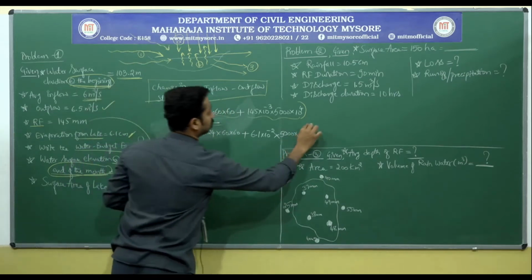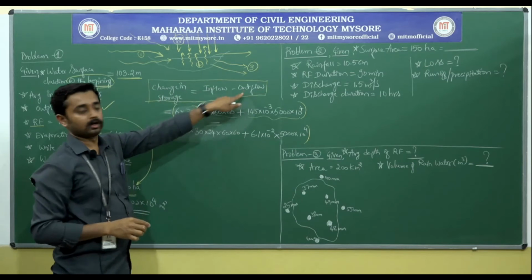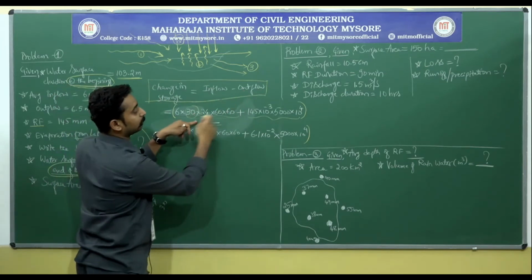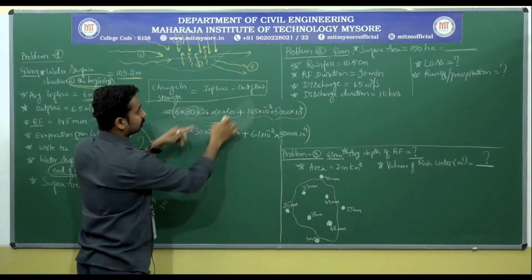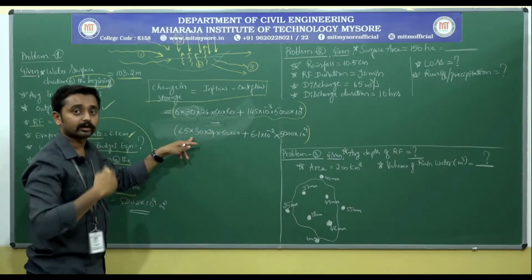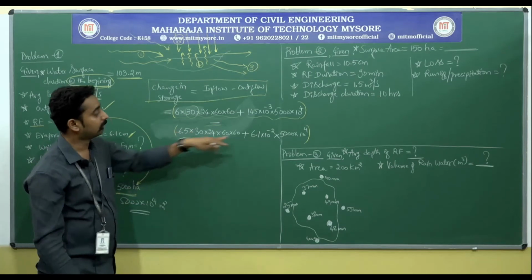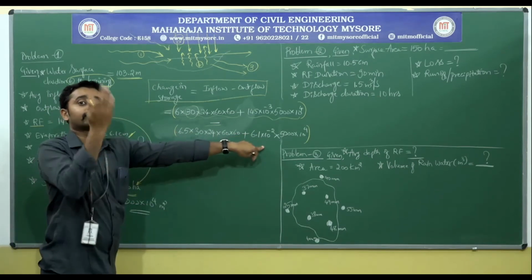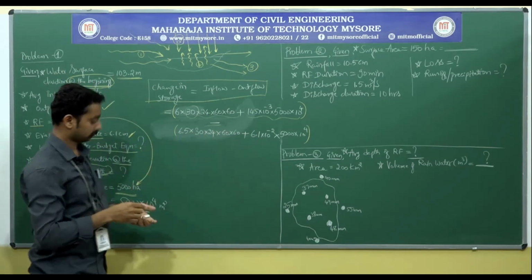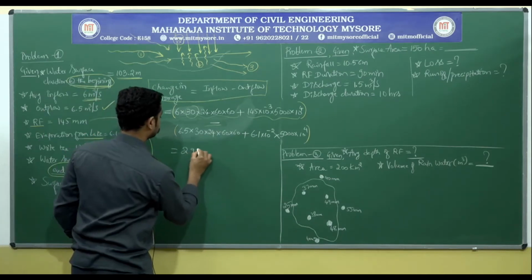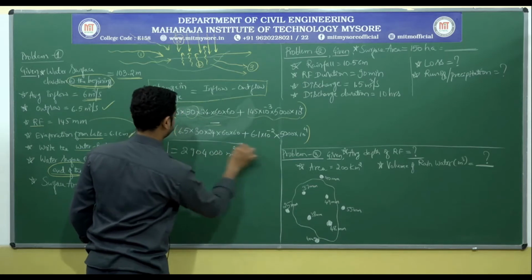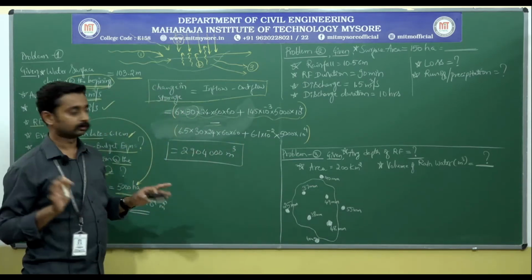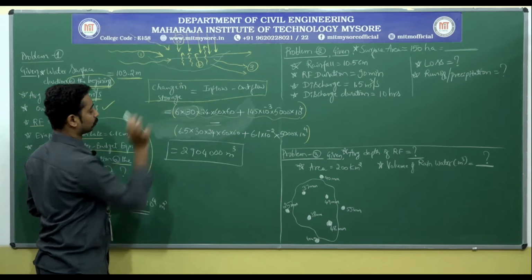So this represents outflow. Inflow plus rainfall, that is inflow, minus outflow, meaning going out of the system, that is outflow, and evaporation is also going out of the system. So now, 2904000 meter cube. So this is the change in storage.